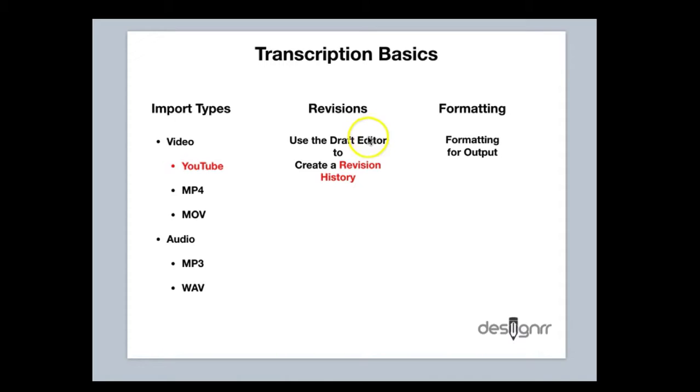I'm going to show you how to use the draft editor to create a revision history, and I think that's going to be important for you later on down the road. You may discover, hey, I may want to go back and take a look at this and pick up something a little different or use a different screenshot, but you can create a revision history by using the draft editor, okay? And then finally, I'm going to talk about formatting for output. So those are the things I want to cover in this next video that will help you to be successful using the transcription tool.